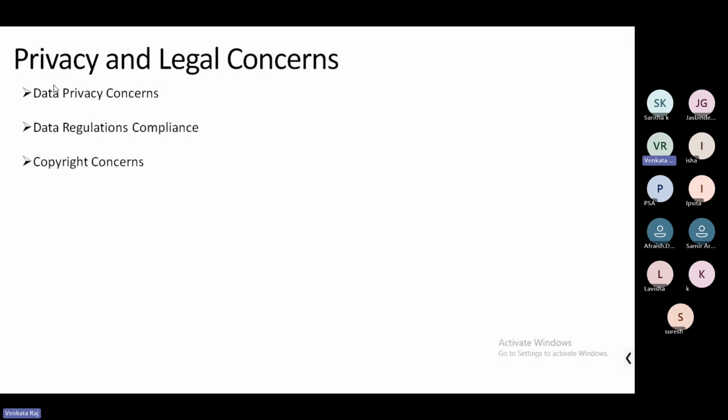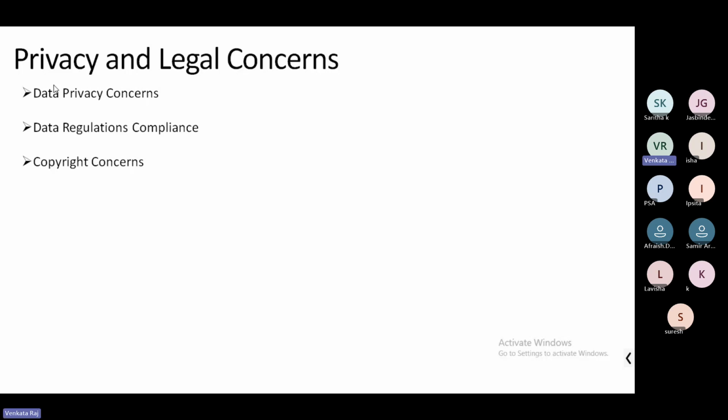Copyright concerns. Actually, when the output is generated by the AI model, that cannot be considered eligible for copyright protection because it is not created by a human author, right? Any human being is not generating the output, rather a software is generating that, the AI model is generating that. So whatever content is generated by the AI model, that is not eligible for copyright protection.